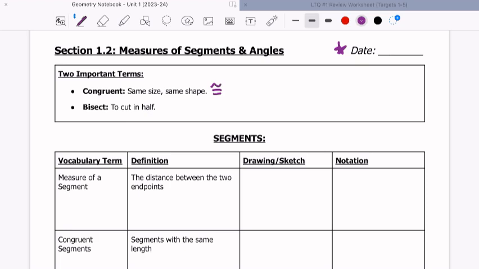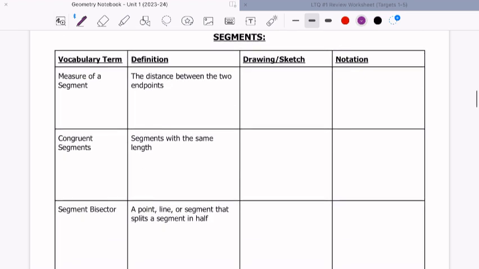The second word is bisect, and bisect means to cut in half. And there's no symbol for that. Usually we just use the word. So first, let's go ahead and talk about some vocab that has to do with segments.